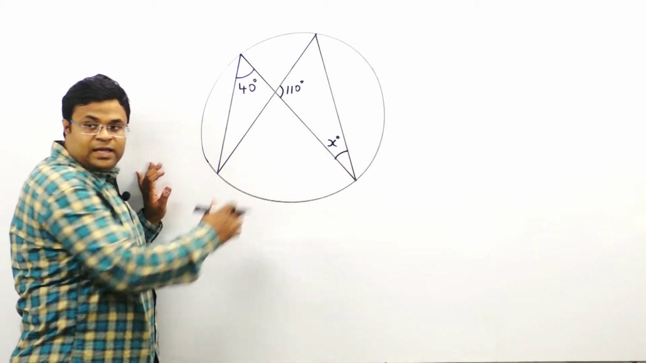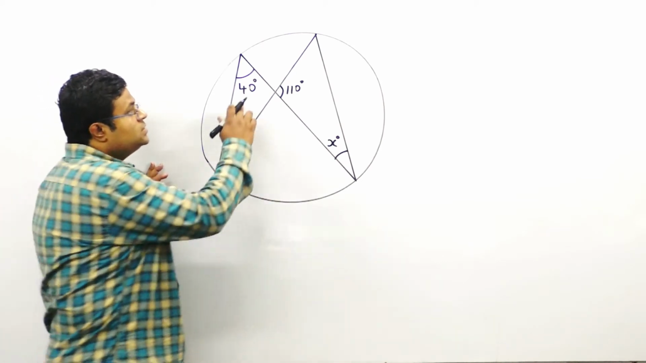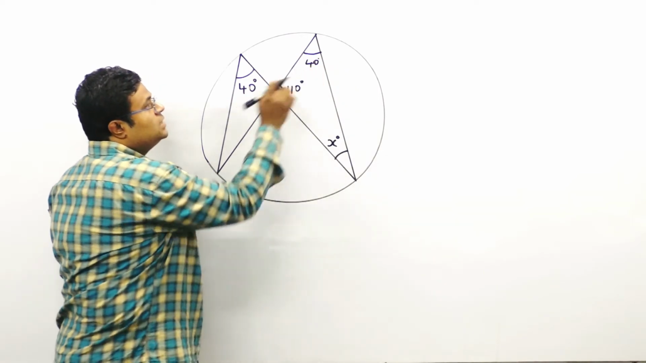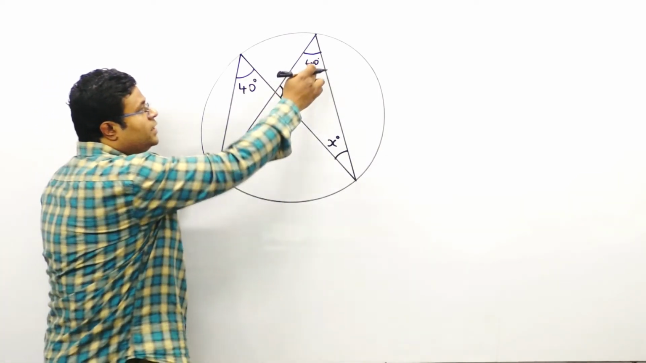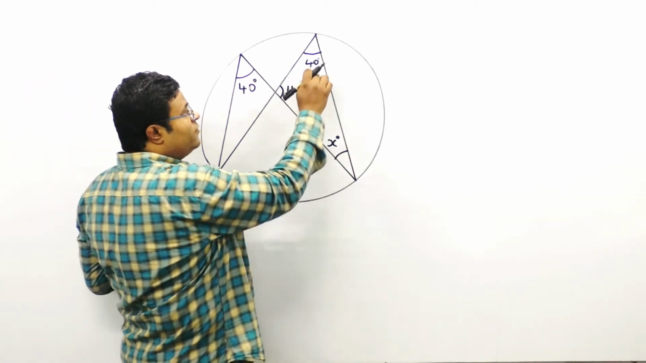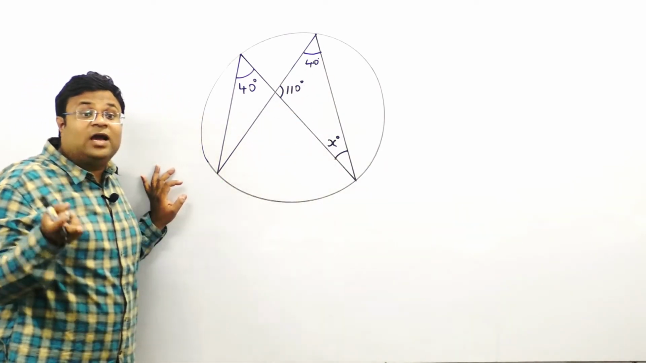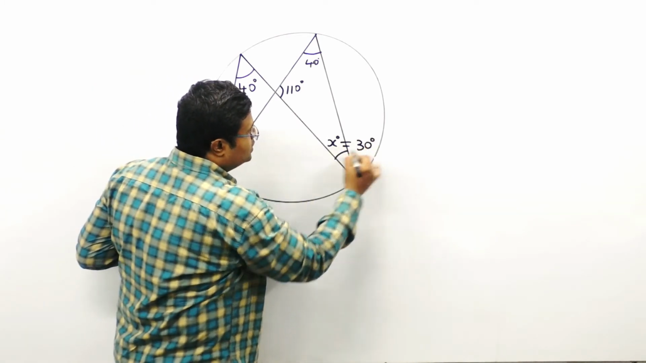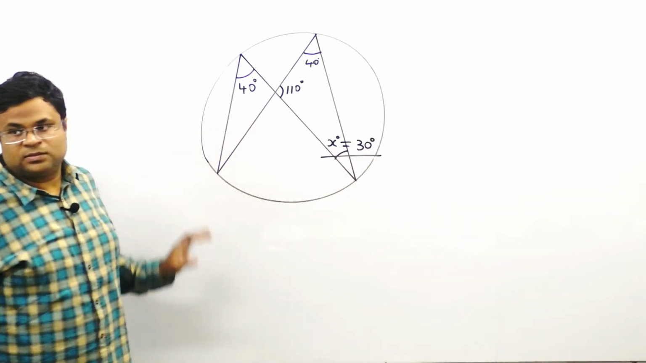We have to find x. Check it. This is 40. This will also be 40. Angles in the same segment. Now 40, 110. How much? 150. So if 150 is used up, out of 180, how much is left? 30. So x is equal to 30, that's it.